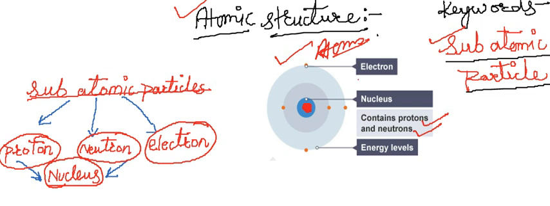Then if you see, the electrons are there. The electrons are present outside the nucleus, in the energy levels. Energy level is the place where electrons are present, and it is also called a shell.